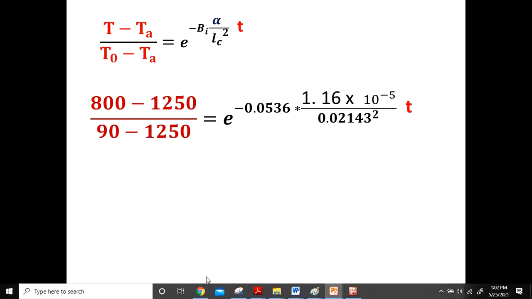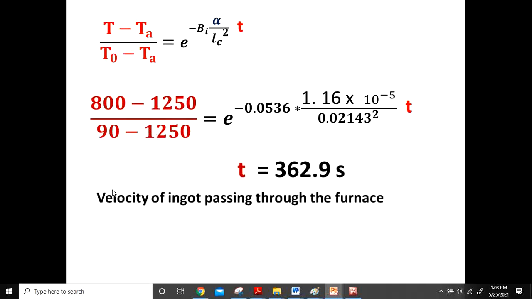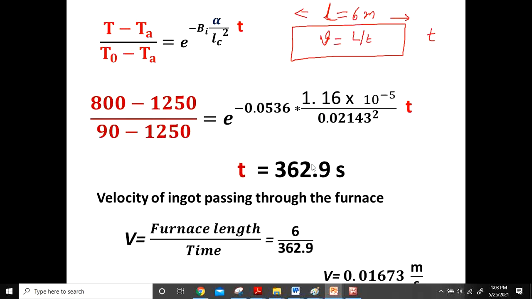The temperature distribution equation you already derived: T minus T infinity divided by T naught minus T infinity is equal to e to the power of minus Bi into alpha divided by Lc square into t. Only the time you don't know, everything else you know. Therefore time is equal to this much. Now the velocity of the ingot passing through the furnace: the furnace length is 6 meter, time required is this, and velocity v is equal to length divided by time. You know the standard definition.